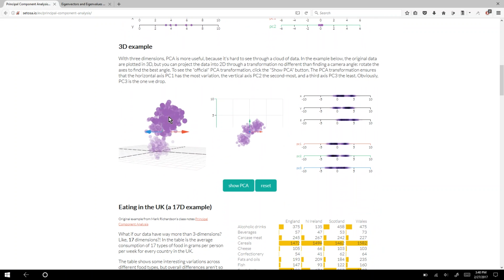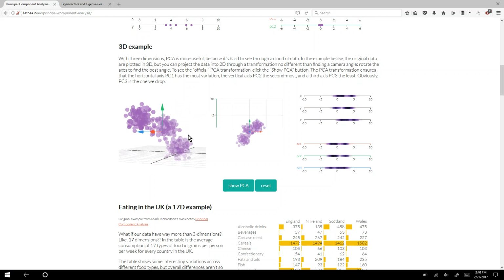Right here, we've got some three-dimensional data. This is what it looks like, and this is the original. These are three axes, in red, blue, and green. These are your X, Y, and Z axes. Then I can hit Show Principal Component Analysis. Where do you think the first principal component is going to align?